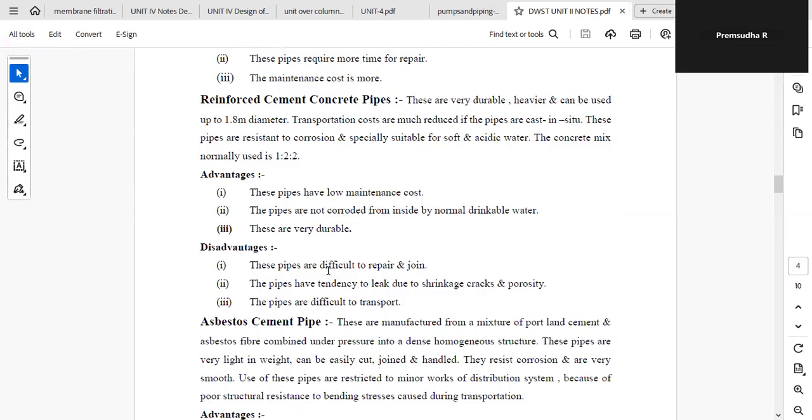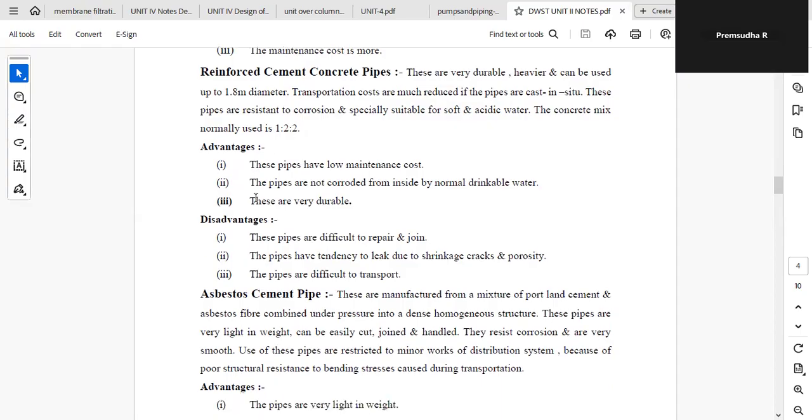Then coming to RCC pipe, it is very durable, heavier, and can be used up to 1.8 meter diameter. So we can use this pipe up to 1.8 meter diameter size. The transportation costs are much reduced if the pipes are cast in situ. At the site, if you cast this pipe, the transport cost is minimum. These pipes are resistant to corrosion, specially suitable for soft and acidic water. The concrete mix normally used is 1:2:2.